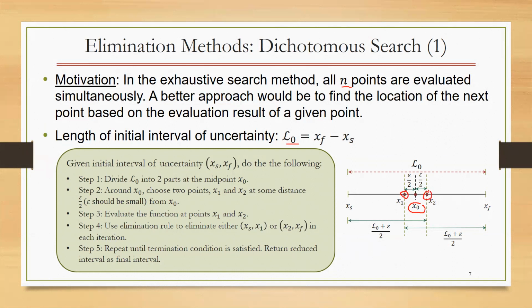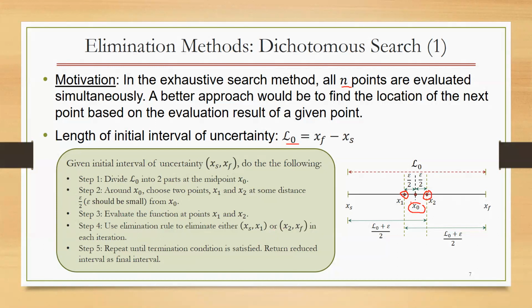So basically, in dichotomous search, in every iteration we evaluate twice, right? We find 2 points every time, and we evaluate the function at these 2 points, x1 and x2. So x1 is x naught minus epsilon by 2, and x2 is x naught plus epsilon by 2. You evaluate the functions at x1 and x2, and then we use the elimination rule.